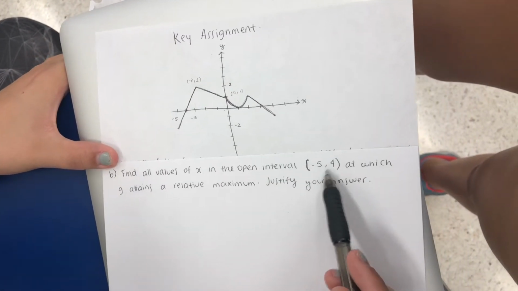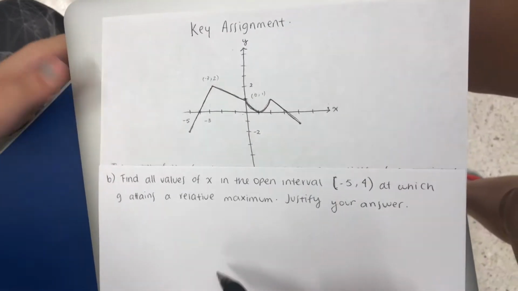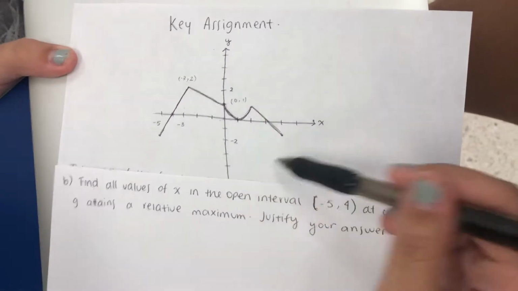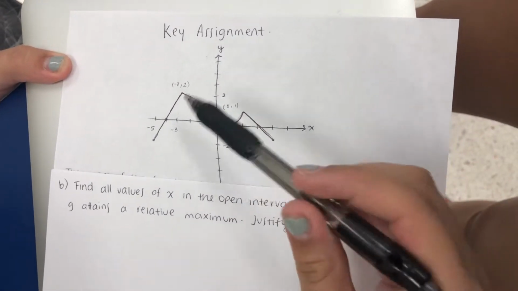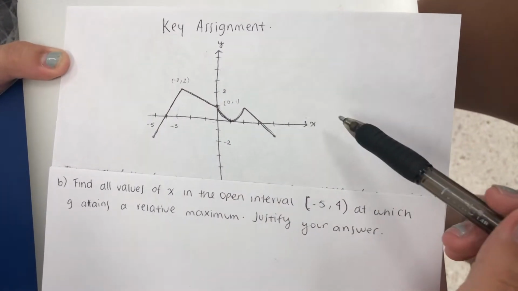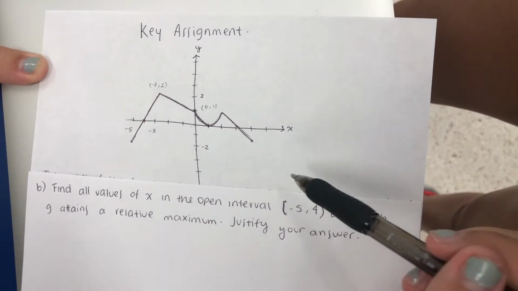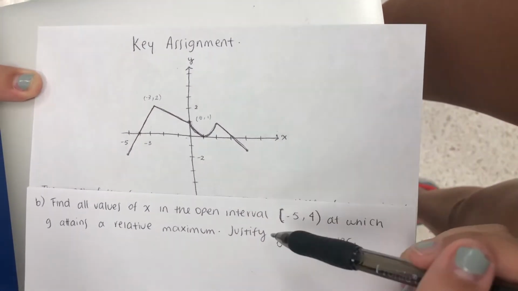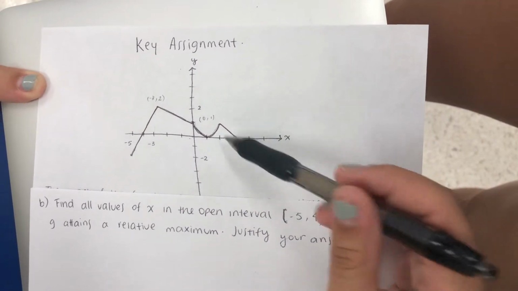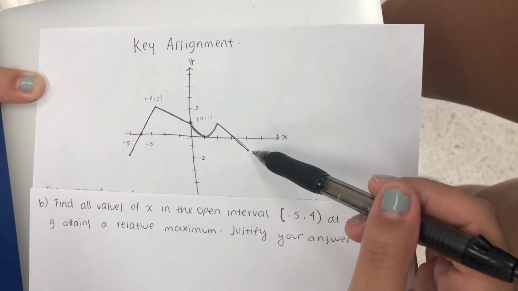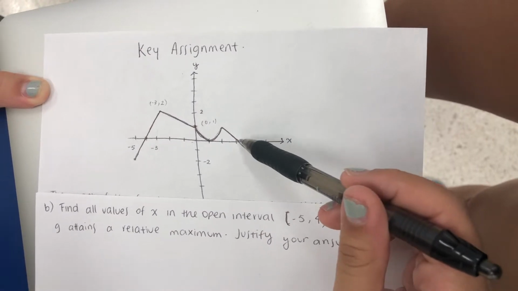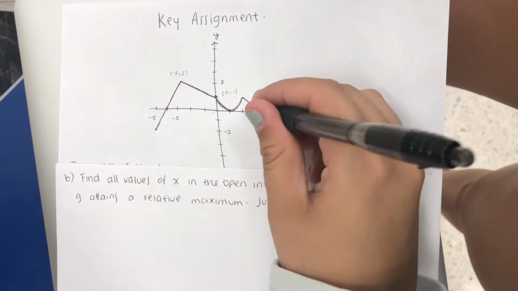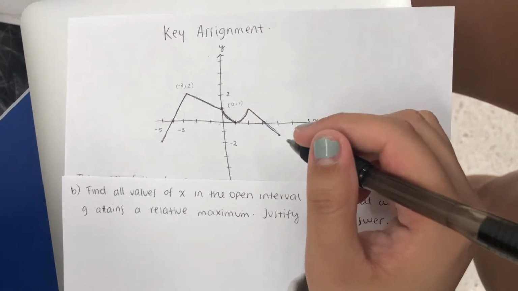Okay, so this part says: find the values of x in the open interval -5 to 4 at which g attains a relative maximum, and justify your answer. As we know, this is the graph of f, and it is also the derivative of g. It's really simple to know because when the value of the derivative changes from positive to negative in the graph, it means it is a maximum. So we can just write that here at 3.